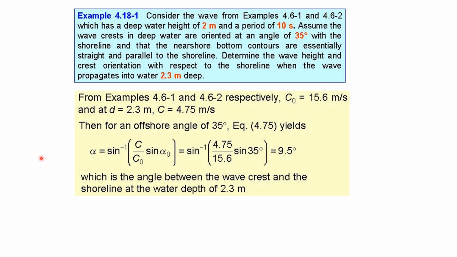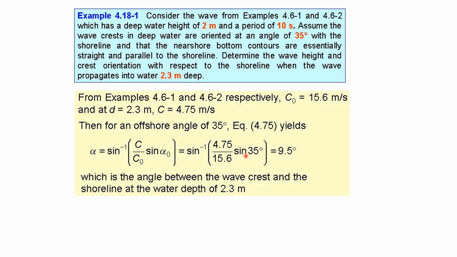So we calculate the angle using this expression. We have C and C naught, we have alpha naught. So we found out that the angle has now reduced to 9.5 degrees. This 9.5 degrees is the angle of the wave front to the line which is parallel to the shoreline. So which means that the angle becomes smaller and smaller. Eventually it will become 0, very near to the shore.